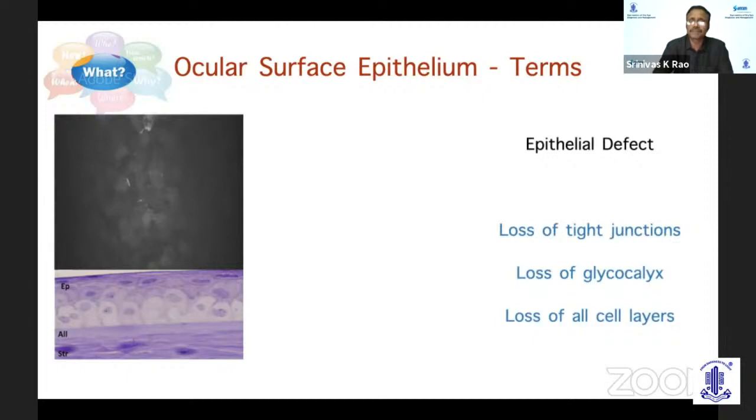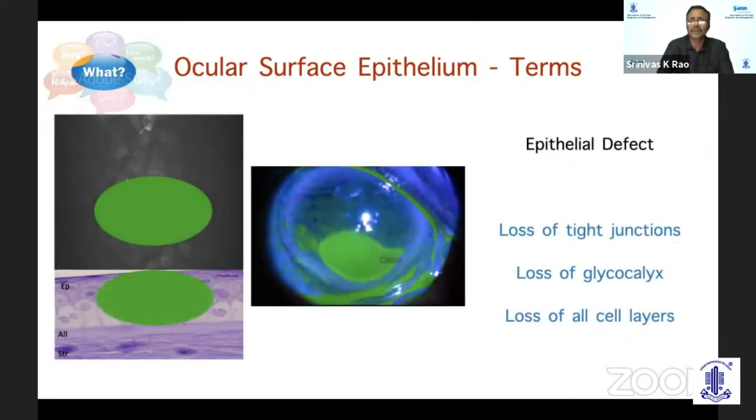Of course, after this, if the disease progresses, there is a loss of all the cell layers of the corneal epithelium, and then you get a total epithelial defect. So here it's not just the area of the epithelium, but the fact that all layers are lost, which is typical of this. And whenever you see a defect, we also want to pay attention to the surrounding epithelium. You can see the breakup here.